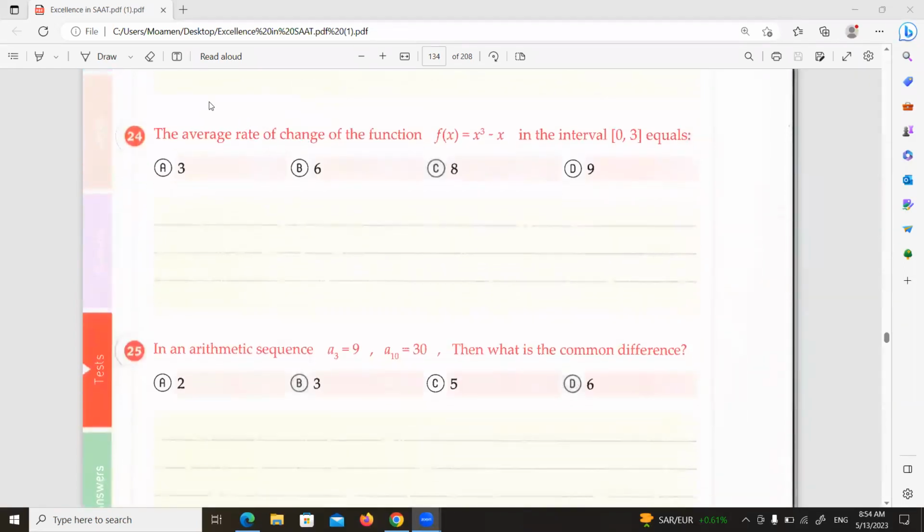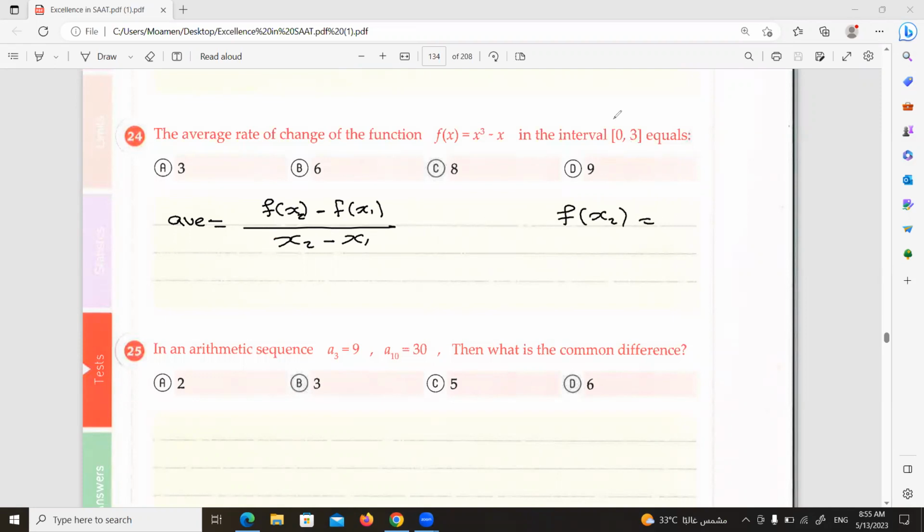We're going to number 24. The average rate of change of this function in the interval from 0 to 3. The average rate of change equals f of x2 minus f of x1 over x2 minus x1. Now I'll get f of x2. I'll substitute. This is x1 and this is x2, and the order is very important.